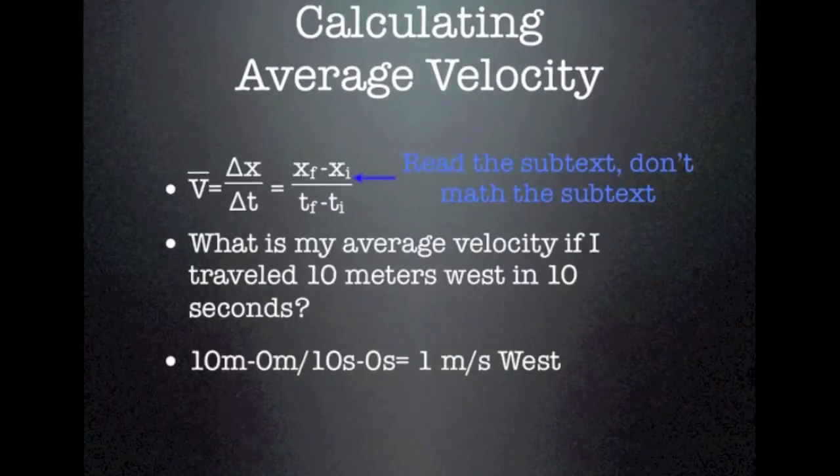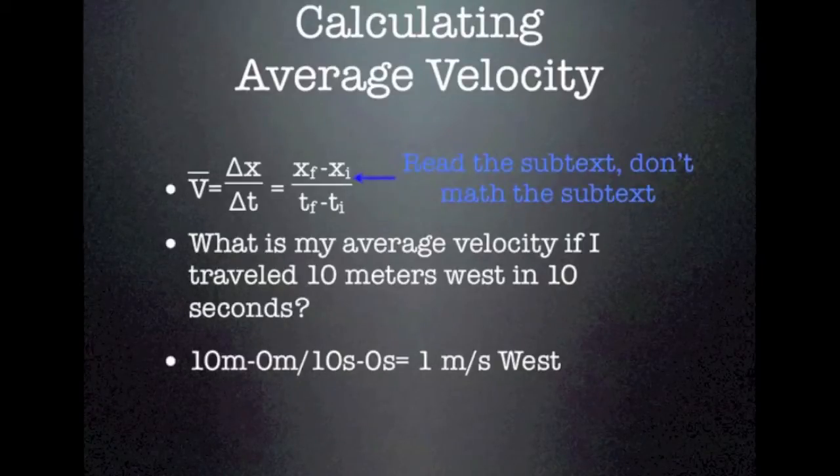Calculating average velocity. So this is the equation that you need to do this. You've got the average velocity equals the change in position over the change in time. That's what those letters stand for. If you spell it out piece by piece, you get final position minus the initial position divided by the final time minus the initial time. Usually in our equations, the initial time and the initial position are just going to be 0, so it simplifies to position divided by time.